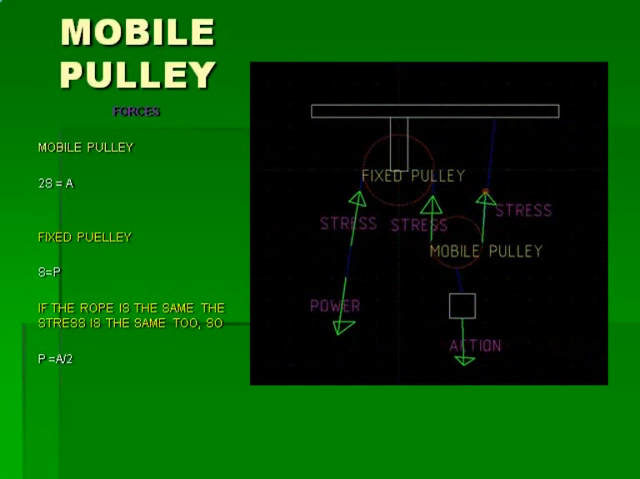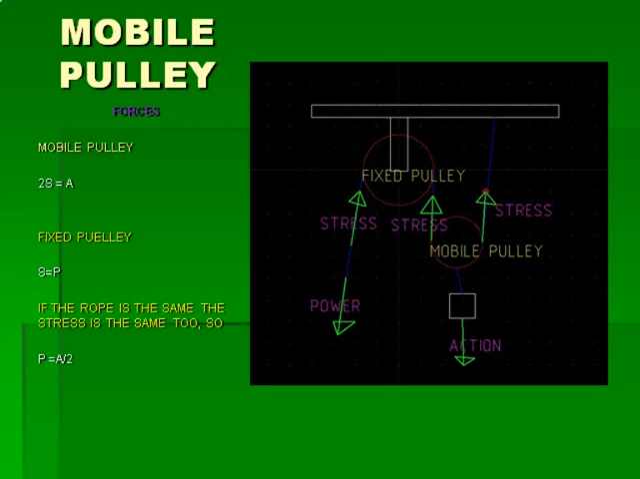But sometimes we use more than one pulley. We can use mobile pulleys. And in this row you can see how it works. There are two pulleys: a fixed pulley, which we have already studied, and the other one is the mobile pulley.